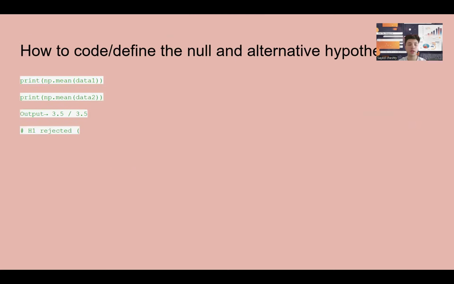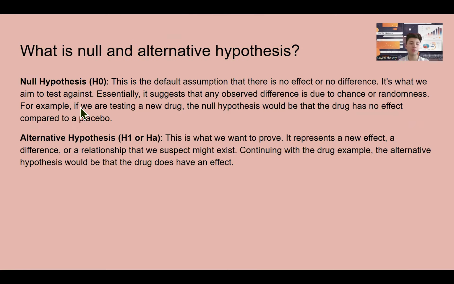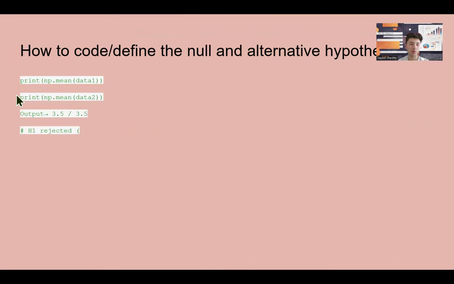So how do we code it? We do print np.mean of data one and print np.mean of data two. First you have to make the data, but that's what I did. The output will be 3.5 and 3.5. So what's the meaning of it? If we take 1, 2, 3, 4, 5, 6, that gives us 3.5. So hypothesis one is rejected because the means are the same.